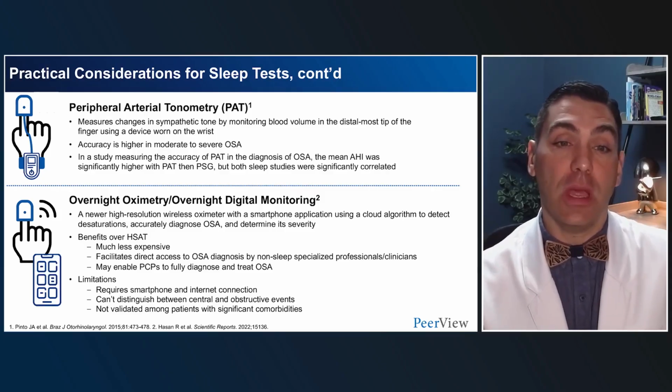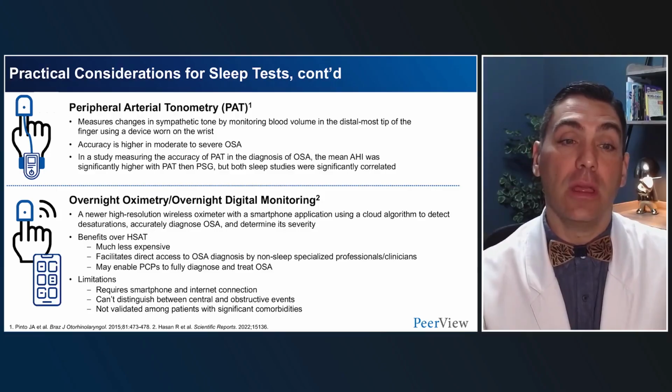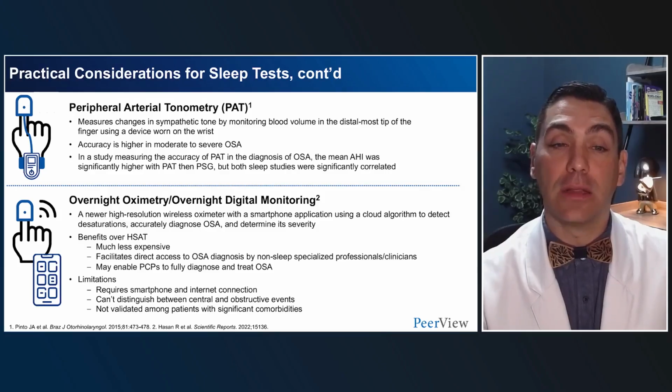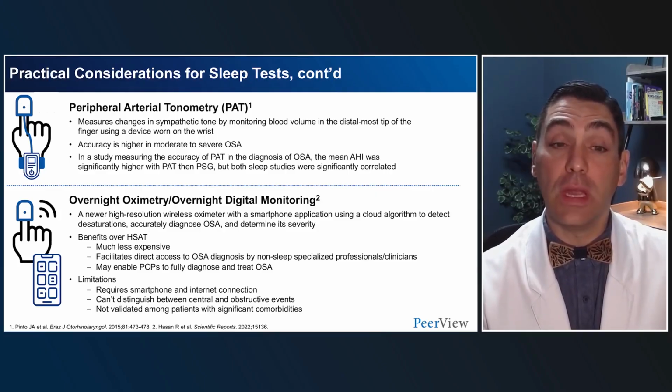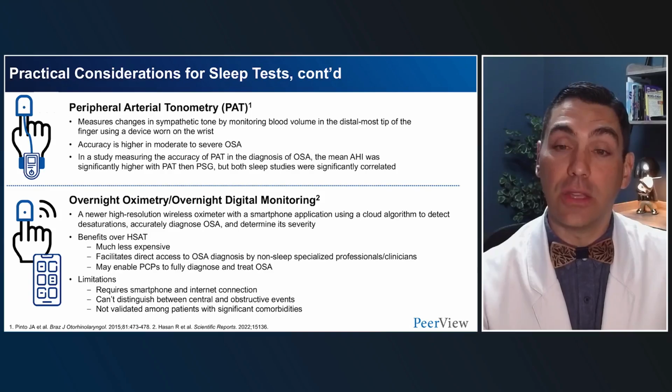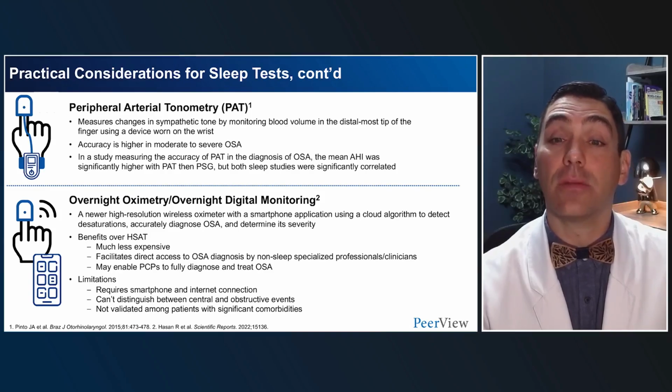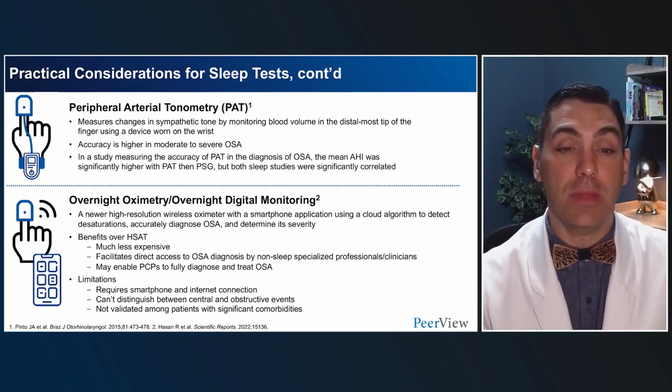Overnight oximetry and overnight digital monitoring is the newer high resolution wireless oximeter with a smartphone application using a cloud algorithm to detect desaturations accurately. However, this is mostly done for primary screening, which can help clinicians detect patients that are at high risk of obstructive sleep apnea.